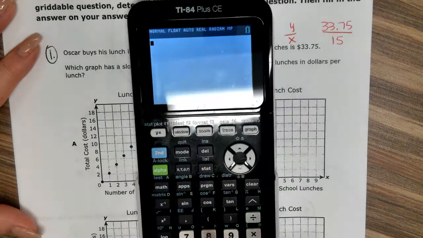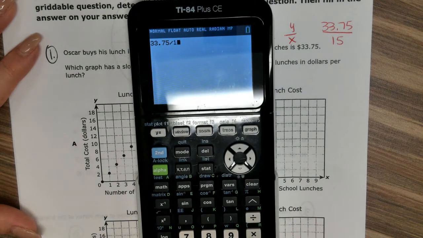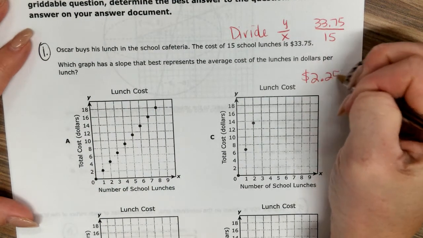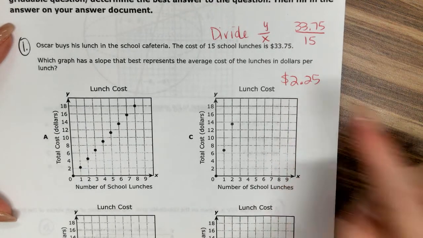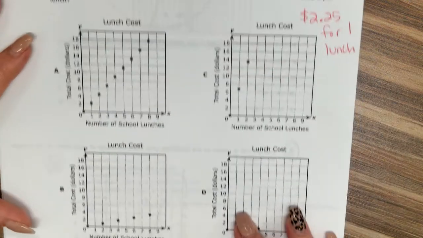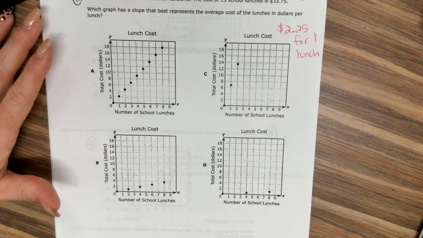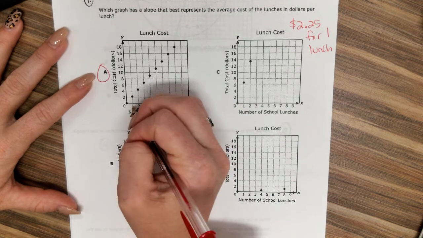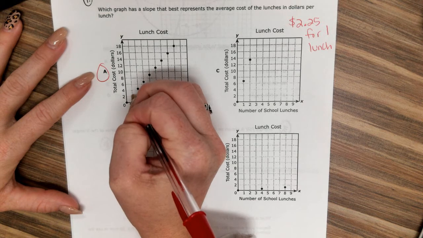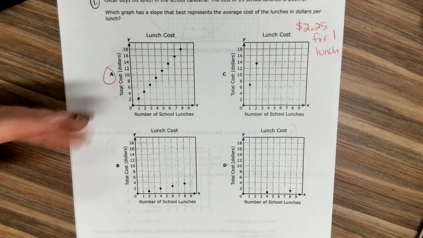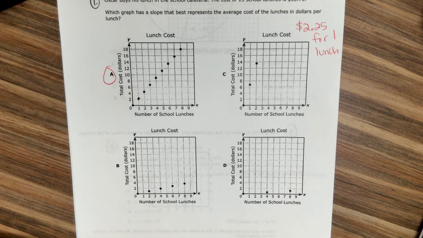So type that in. And you get $2.25. That's the point you had to plot. $2.25 for one lunch. So which answer choice has one lunch costing $2.25? A. Why? Because one lunch is here. Here's 2, and you can see that it's slightly above that. So what do you do if it won't fit on the graph? Divide the two numbers. Y divided by x.